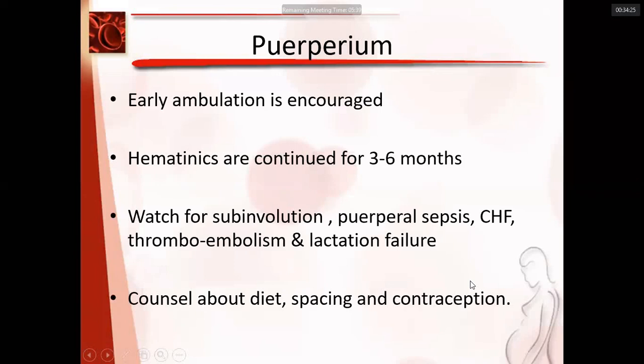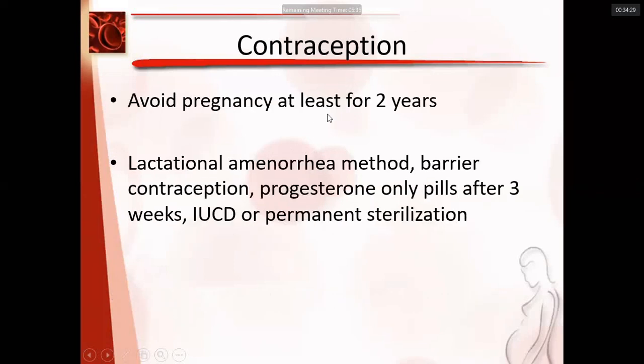Avoid pregnancy for at least 2 years in both normal as well as operative delivery. Lactational amenorrhea method may be used for the first 3 months. Then we can use barrier contraception, and progesterone-only pills after 3 weeks. IUCD or even permanent sterilization may be counseled if the family is complete.